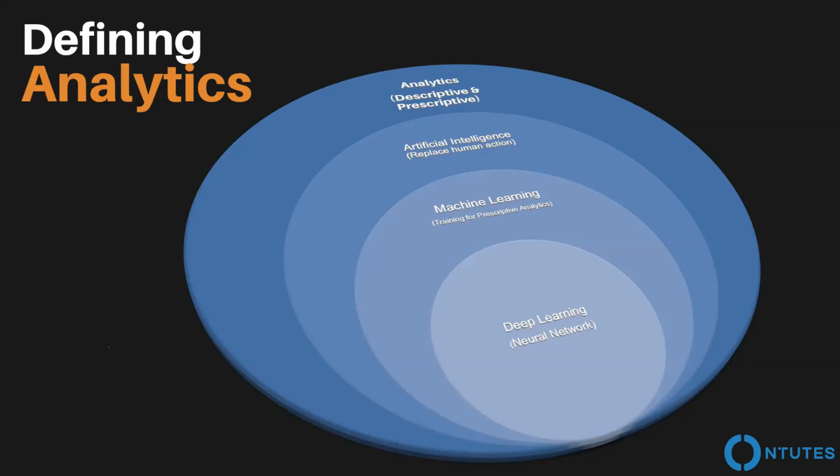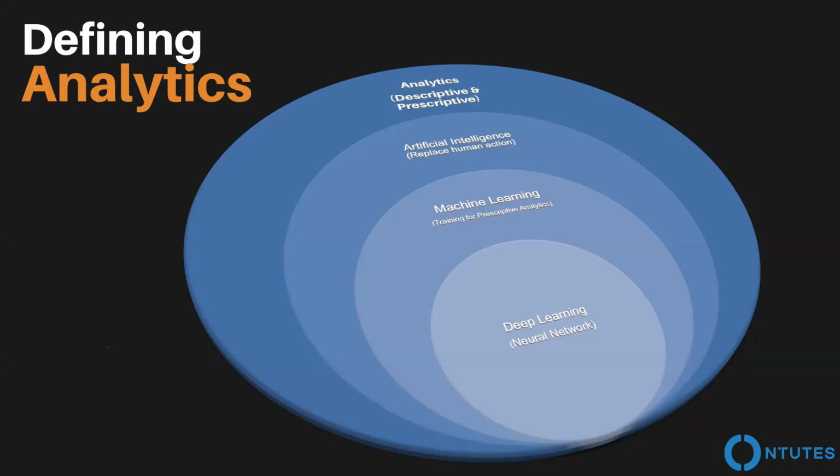So this is how I define analytics. I hope this is clear to everyone. What is analytics? It is related to descriptive and prescriptive. And then there is one more term inside analytics, which is AI, or artificial intelligence. So what is artificial intelligence, or AI?